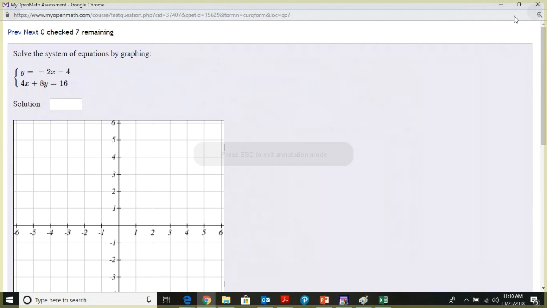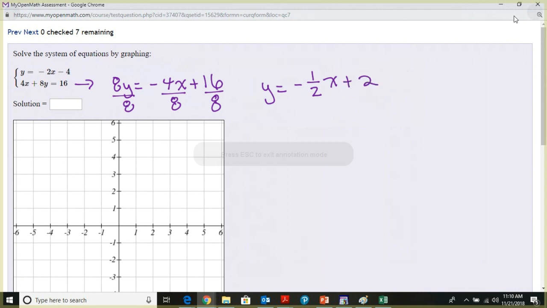I'm just going to solve this one for y so I can get the intercept and the slope out of it. So 8y is equal to, I'm moving this to the other side. Now I'm going to divide everybody by 8. So we have that y is equal to -1/2 x plus 2. That's going to tell me what my slope is and what my intercept is. I'm just going to write this down because it's going to go away in a second: -1/2 x plus 2 for that second one.